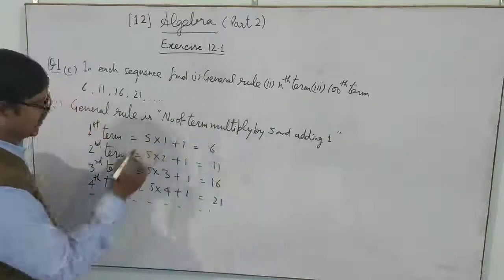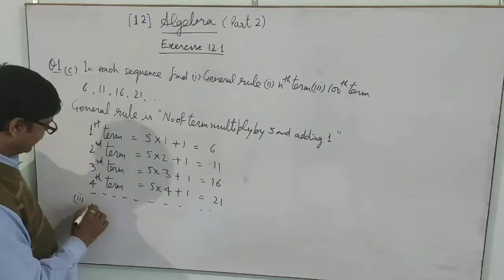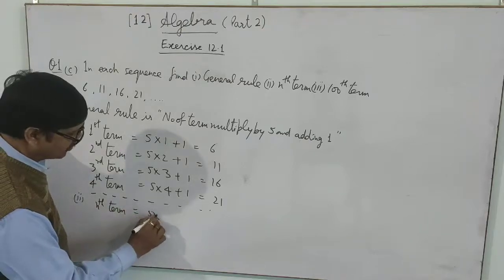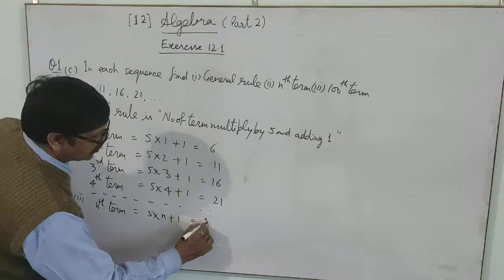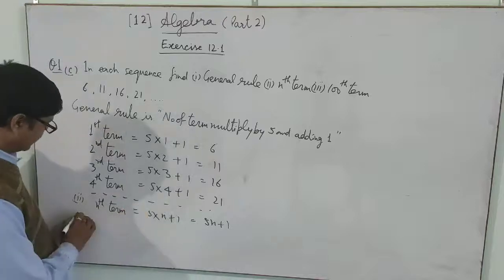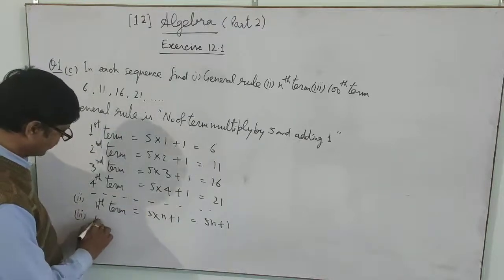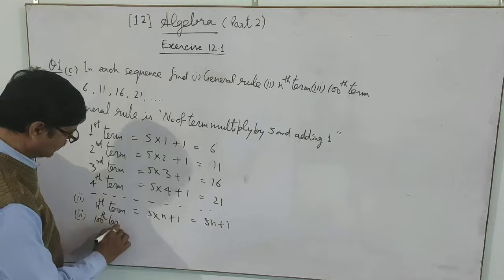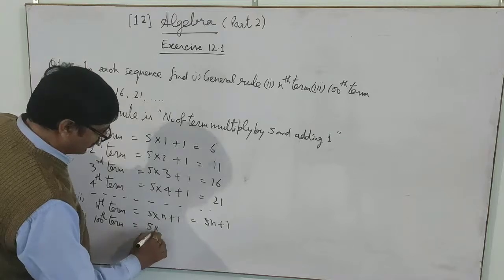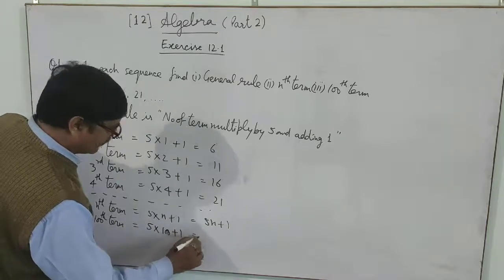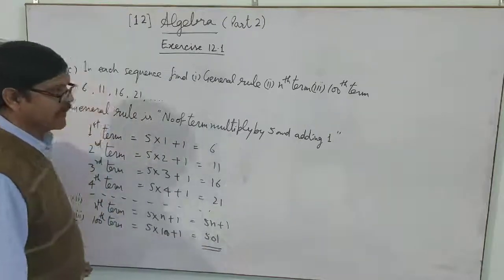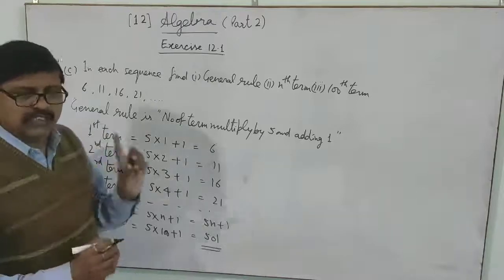Then the second part is the nth term. How will you get the nth term? 5 into n plus 1 is equal to 5n plus 1. This is the nth term. The third part is the 100th term. How will you get it? In place of n you can write 100. 5 into 100 plus 1. What will be the 100th term? 501. Alright, so this was question number 1C.